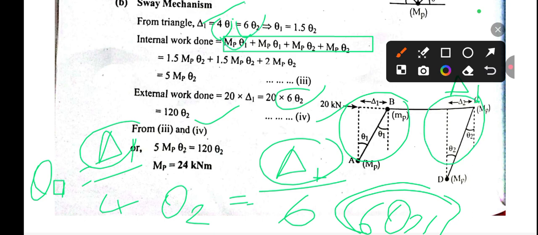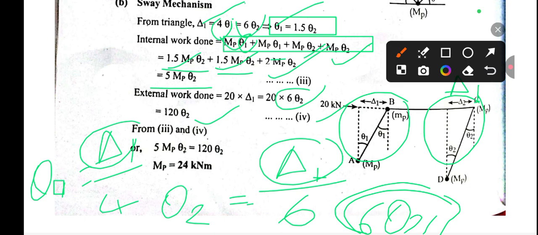From here we can see theta 1 will be equal to 1.5 times theta 2. So in the place of theta 1 we can put 1.5 theta 2. This theta 1 can be written as 1.5 theta 2, and this is already in theta 2 terms. So Mp theta 2 for the rest, and by adding these three values we get 5 Mp theta 2.